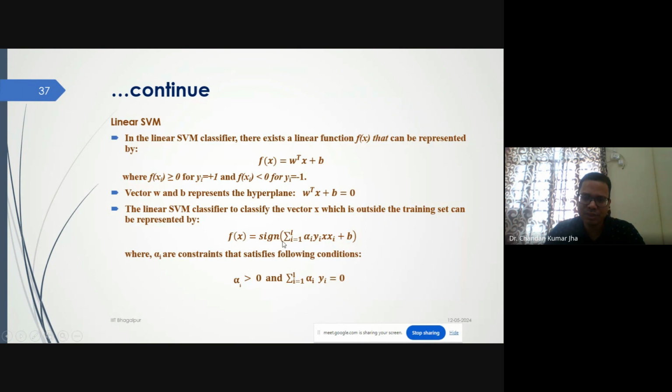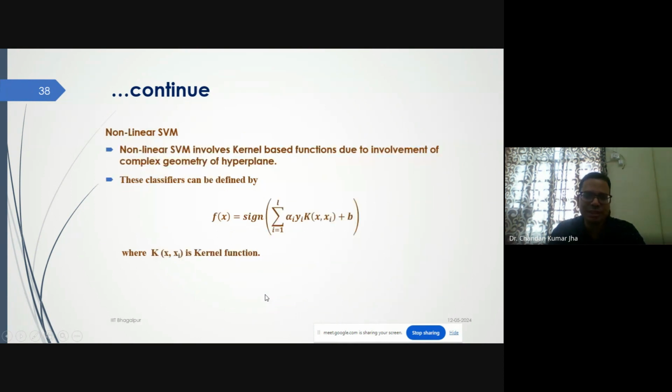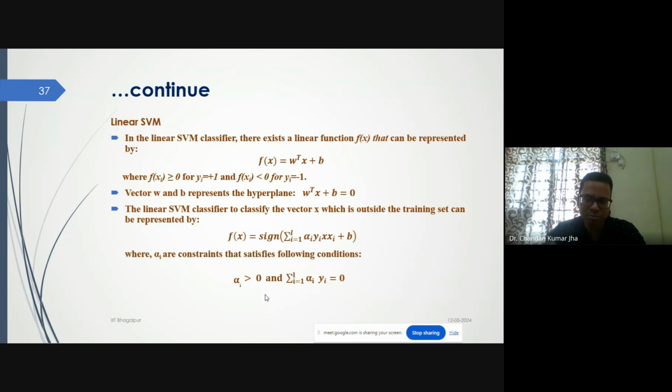by this formula. This is the sign function where alpha are the constants that satisfy this criteria. Further optimization is used in this cost function to maximize the margin. So it has a good mathematical background, and based on that mathematical background, it has been developed from linear to non-linear.